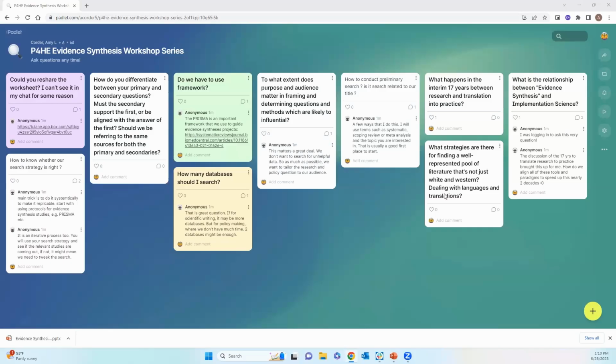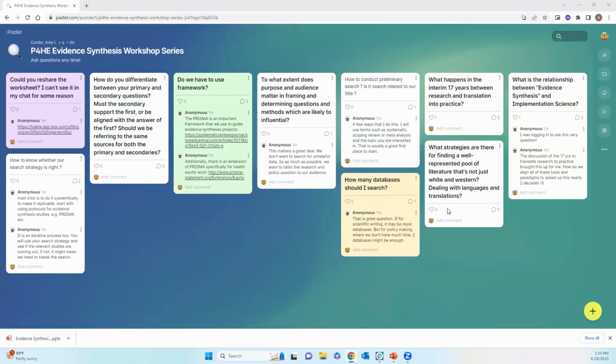We don't have much more time, but I wanted to look at, someone asked, what strategies are there for finding a well-represented pool of literature that's not just white and Western, dealing with languages and translations? I guess there are a few strategies out there. A lot more Western countries have a lot more published peer-reviewed research, but that doesn't mean that you're not going to find things in other languages. A lot of people will restrict languages because they may not have a speaker or reader of that language on their team. But if you do have someone on your team who can translate and understand literature in other languages, that really increases the literature that you can review.